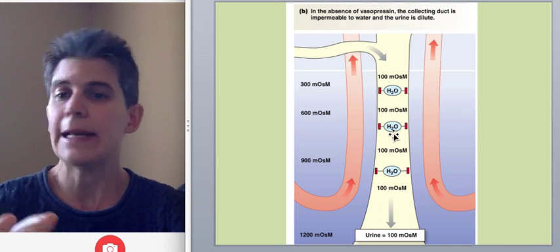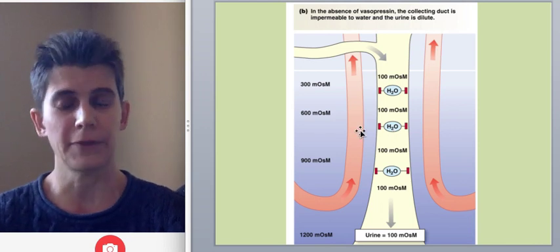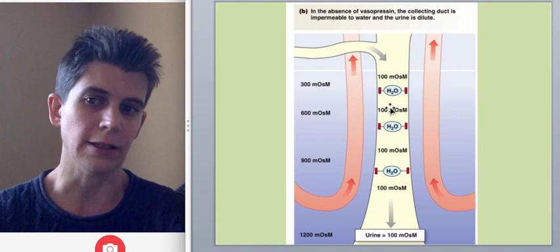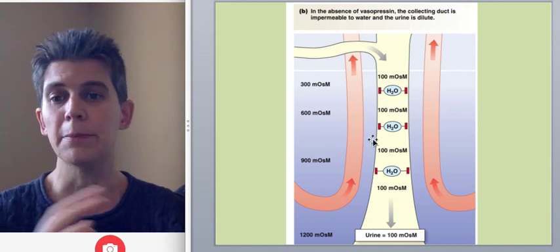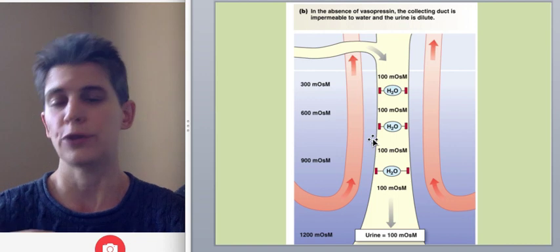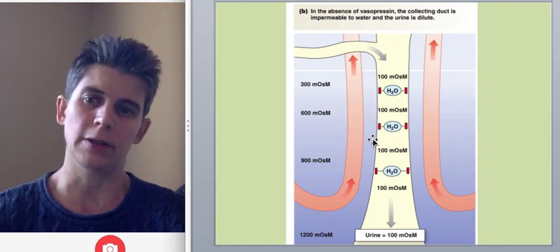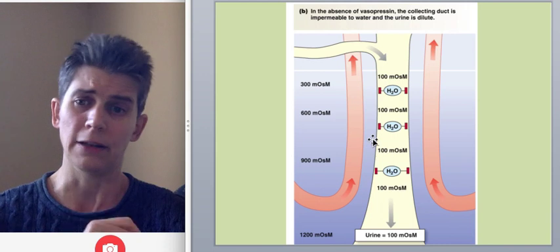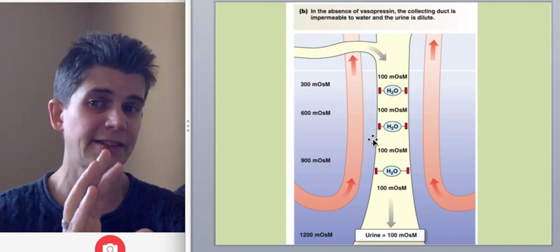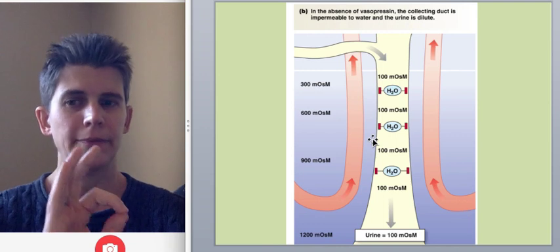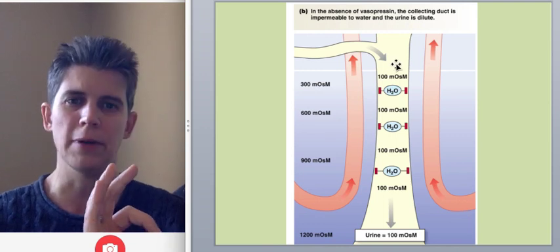Water is unable to move by osmosis out of the collecting duct under these conditions because this membrane is impermeable to water movement. And we had talked in the other video about the ascending limb of the loop of Henle being impermeable to water. And this is a similar membrane in this state.